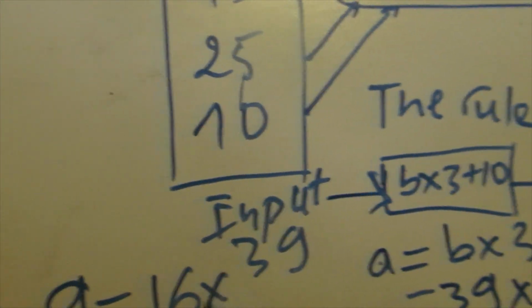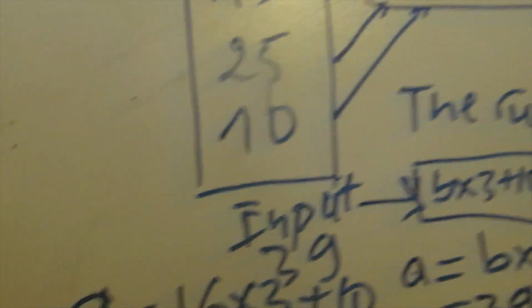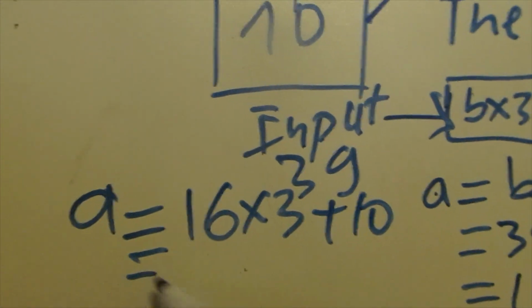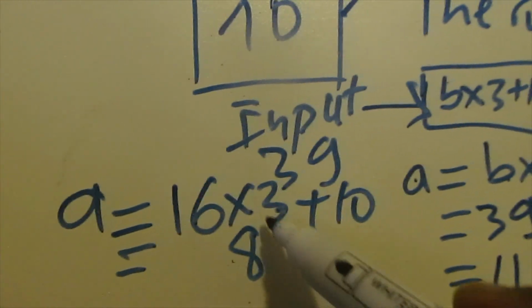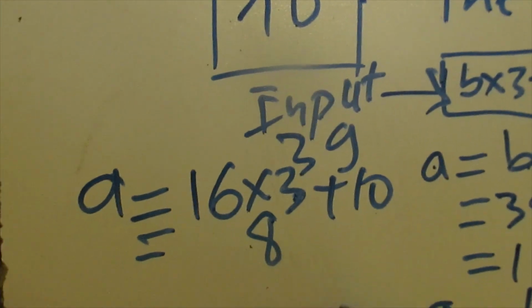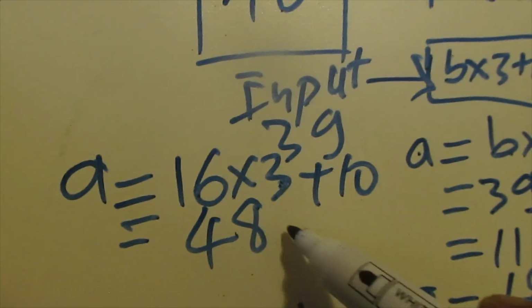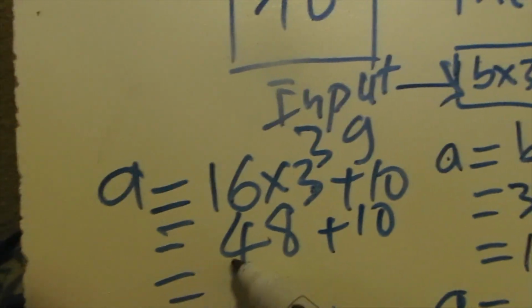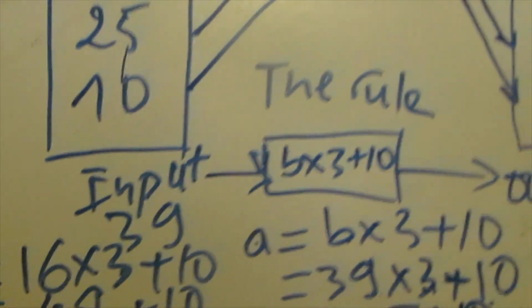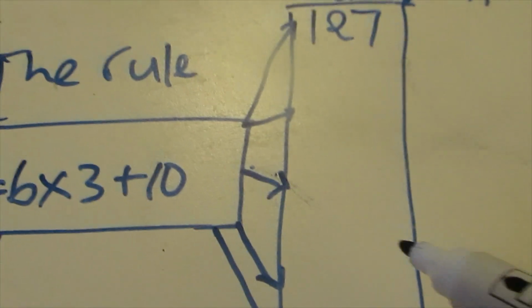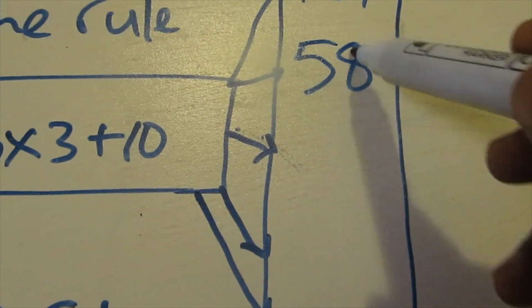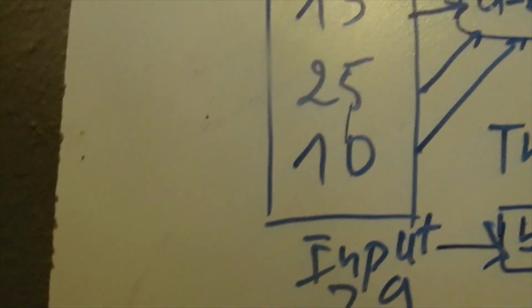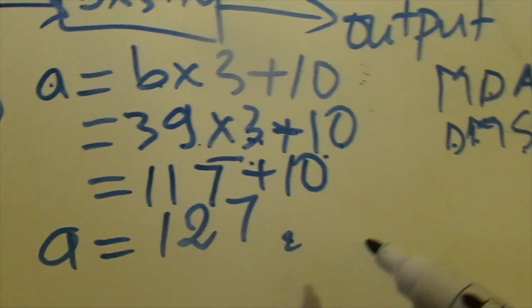So we have 16 times 3 plus 10. Then 16 times 3, 3 times 6 is 18. We carry 1. 3 times 1 equal to 3, plus the carry 1, equal to 4, plus 10. We have 58. So this is our second output, 58. So we carry on with the same rule to get our third output.